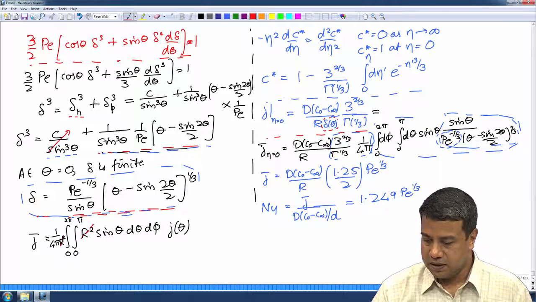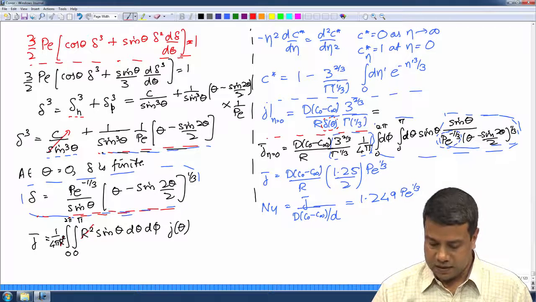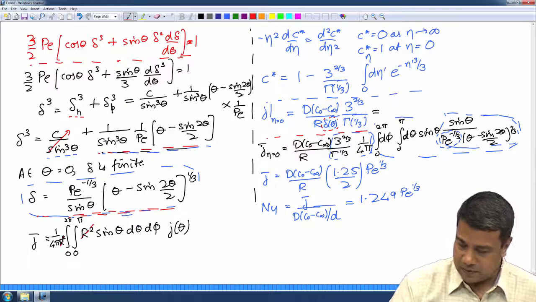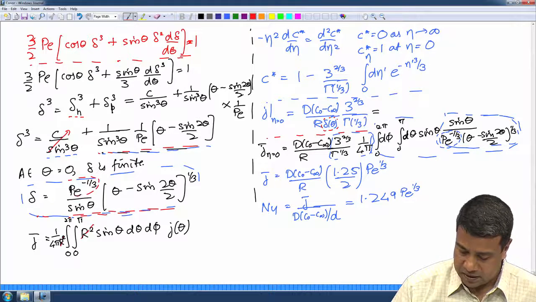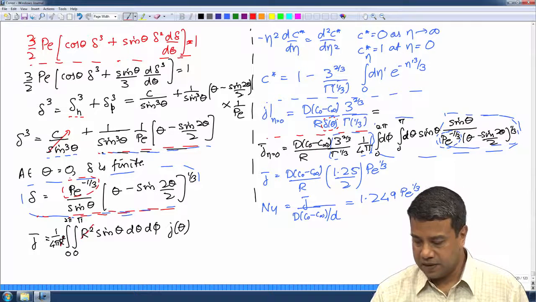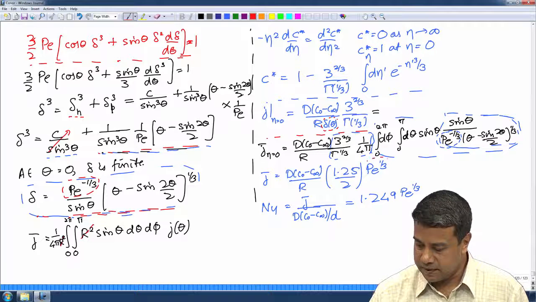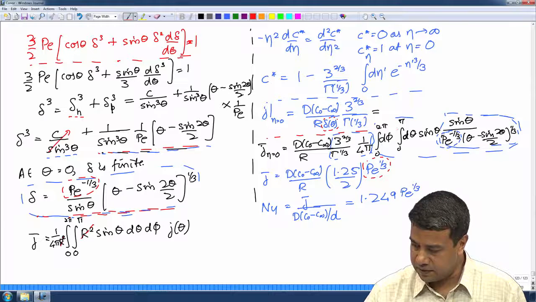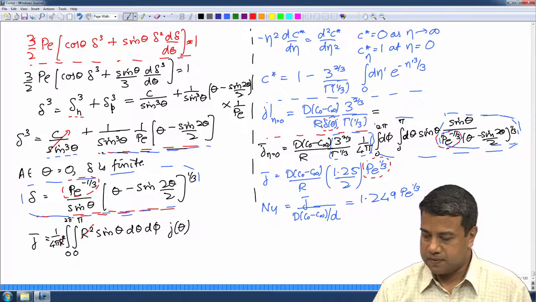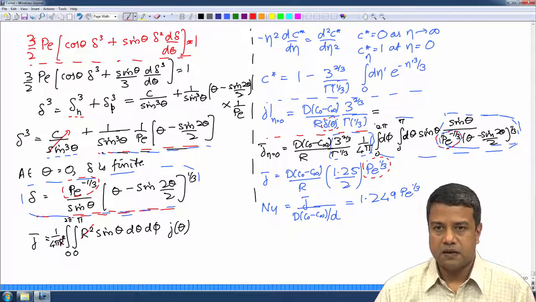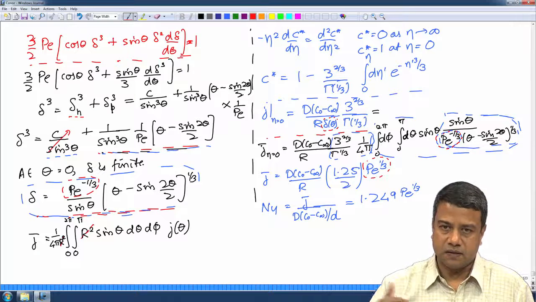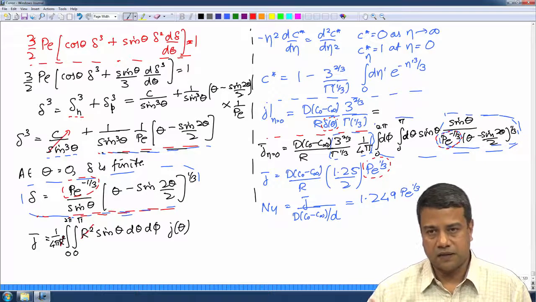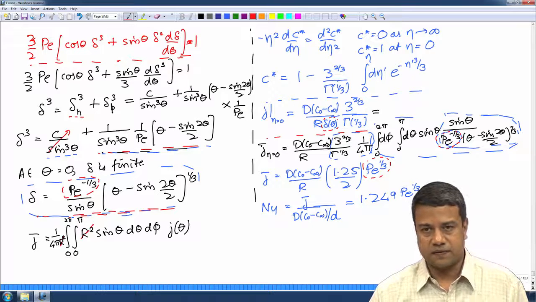So, the equation for the flux that we had depended upon this boundary layer thickness. That boundary layer thickness once again went as Peclet number to the minus 1/3 times some function of angle. That means that the flux has to go as Peclet number to the plus 1/3 times some function of angle. To find the average flux, I just integrate over the entire angle and divide by 4 pi r square, the surface area.